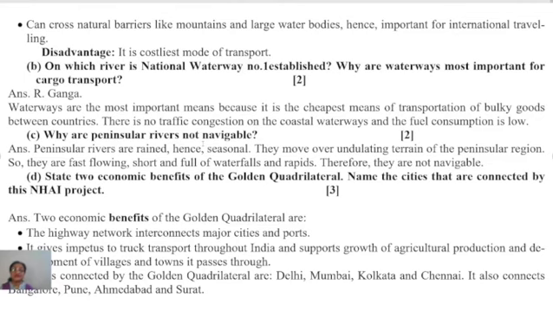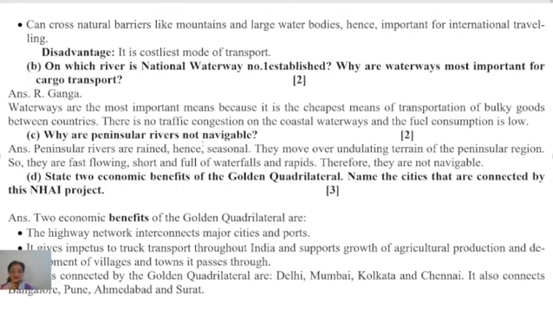Next is: state two economic benefits of the Golden Quadrilateral. Again, an important question for you all. Two economic benefits of the Golden Quadrilateral. Name the cities that are connected by this NHAI project. Right? Now, two economic benefits of the Golden Quadrilateral are: number one, the highway network interconnects major cities and ports.